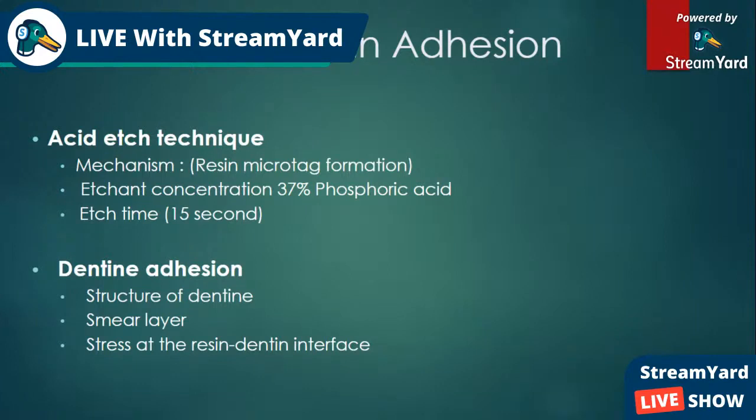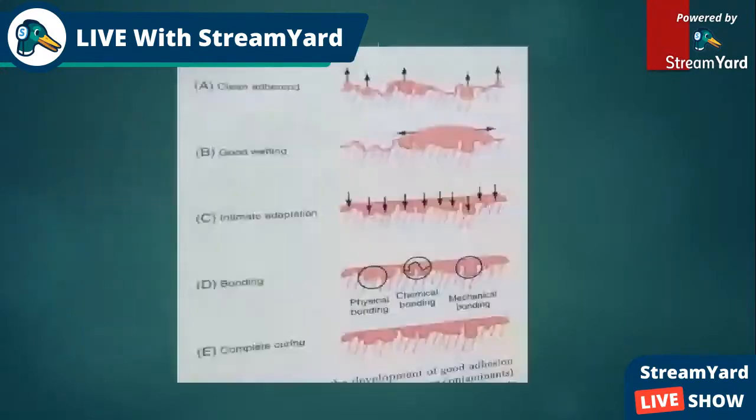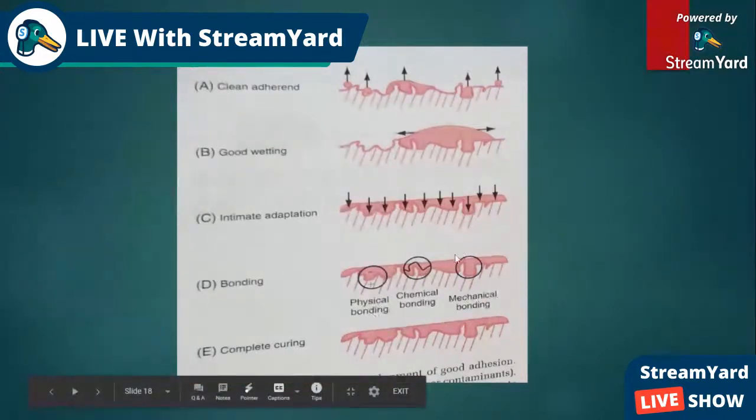So you'll apply the etchant onto the area for 15 seconds and then wash it off. What it does is it increases the free surface energy. It will demineralize the structure and make it rough, forming what you have heard about, the enamel tags, which is like this. And when the primer flows in, when the adhesion flows in, it will interlock like this and form a bond. Just as you can see in this picture D, the bonding, about the chemical bonding, physical bonding and mechanical bonding, right?